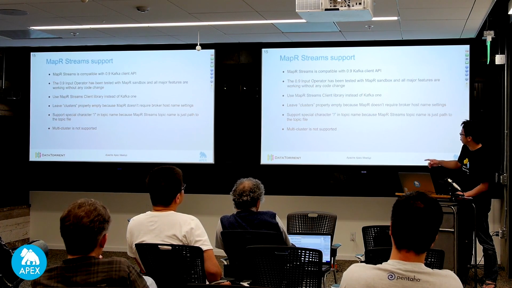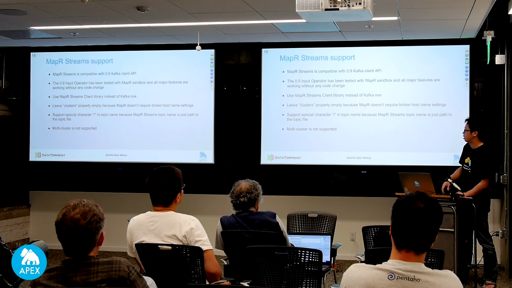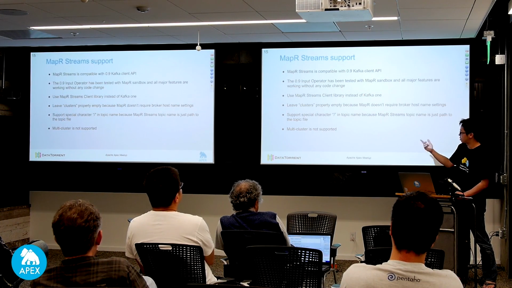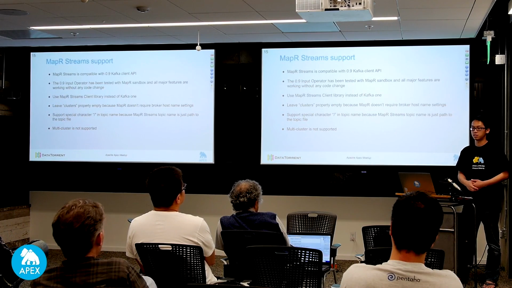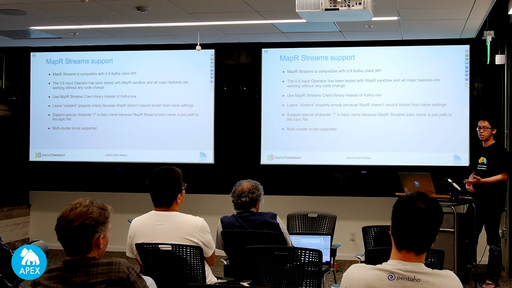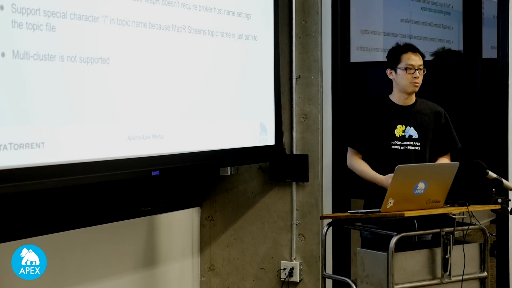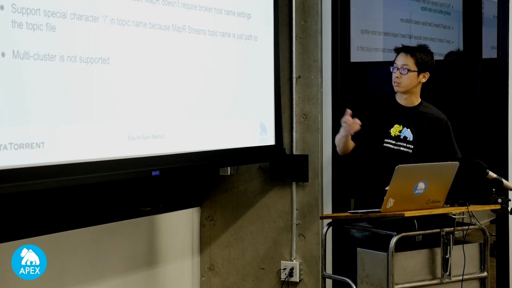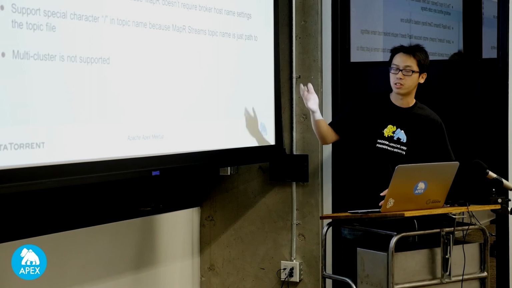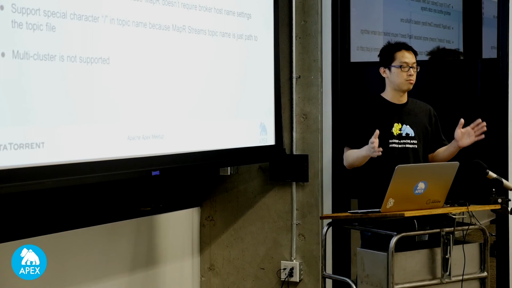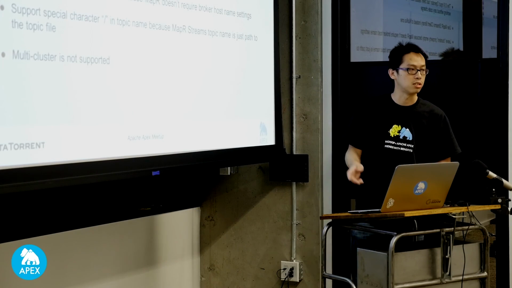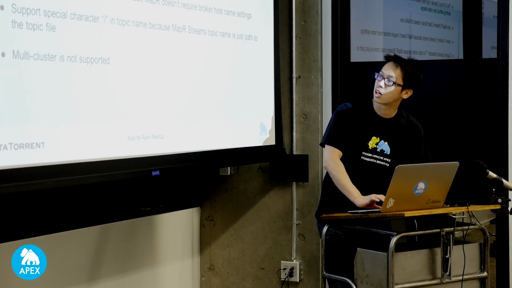And also for the topic name, you may notice slash is an invalid character as a topic name in the Kafka library, but it's actually valid here in our input operator, because in Malhar Stream each topic is just a file name in Malhar's file system, so slash is a valid character.